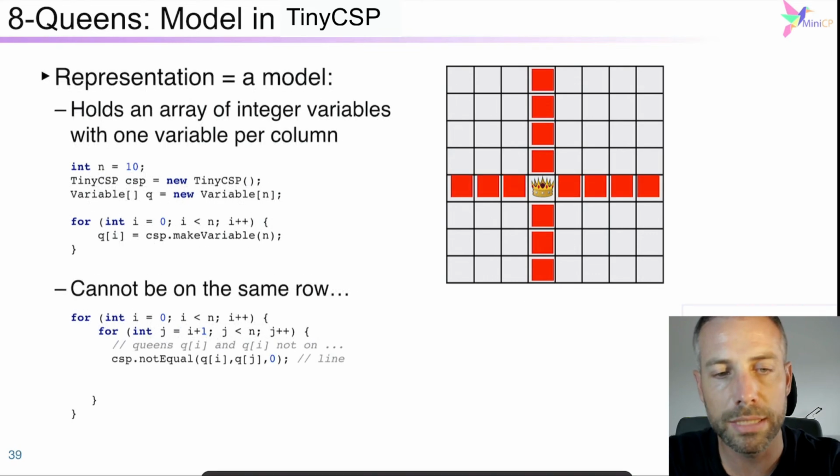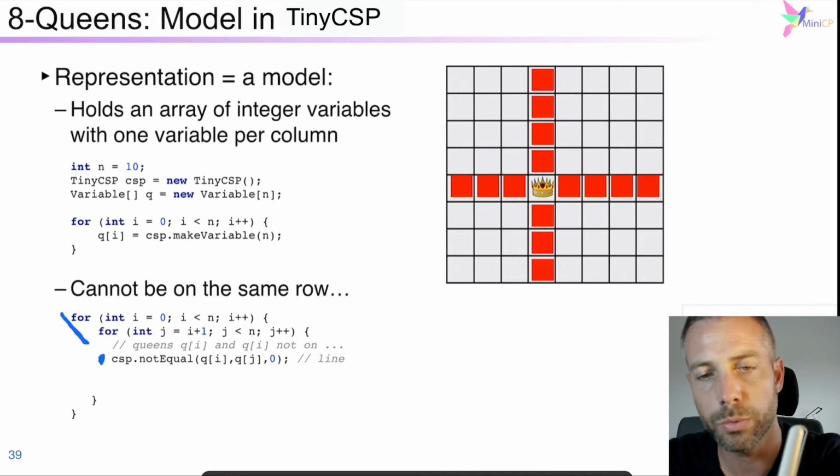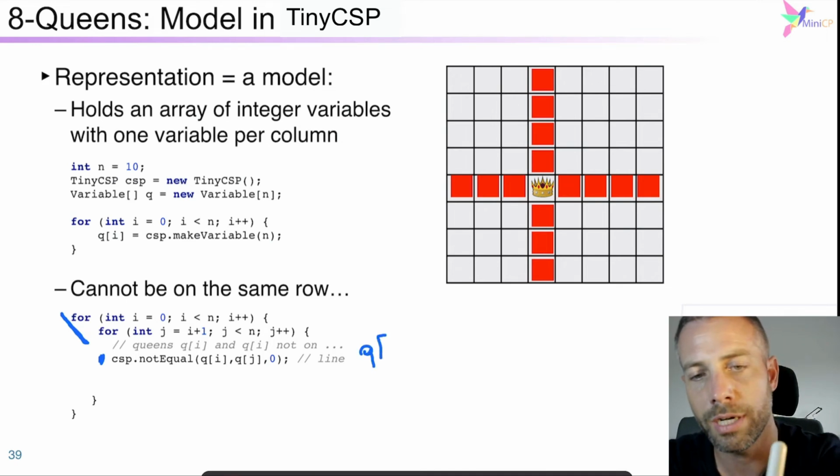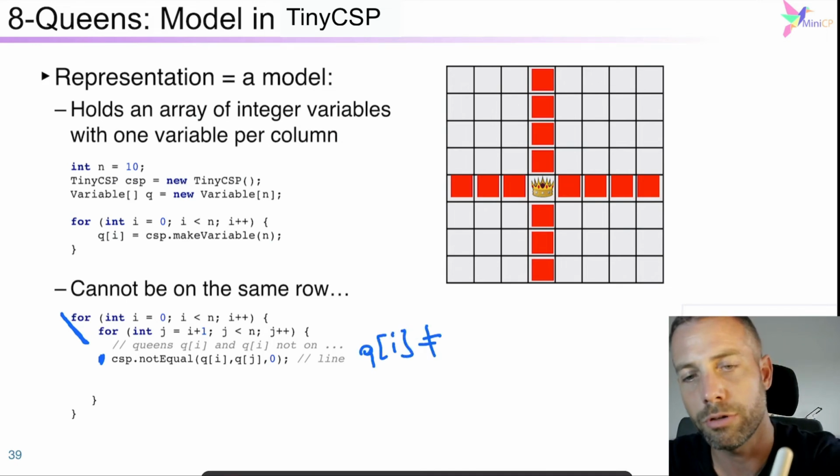On the same row, we need to state that one. And so we will add the constraint or post the constraint to the CSP object. We will say that for every pair of indices i and j that are different, they should not be equal. So that's really the constraint that q of i should be different from q of j. Okay.